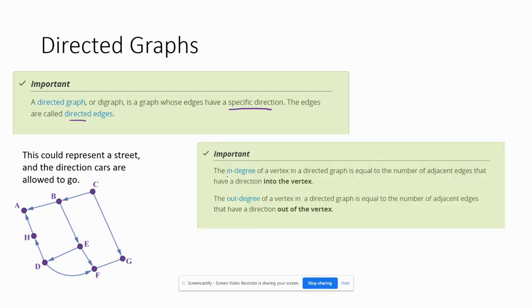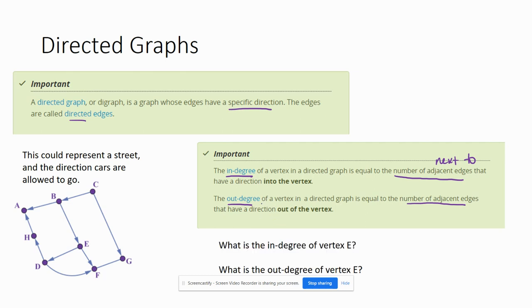And then we've got these in degree and out degree. So the in degree of a vertex is the number of adjacent edges that have a direction into the vertex. Adjacent just means next to, kind of like with trigonometry. The out degree is the number of adjacent edges that have a direction out of the vertex. So we could do a couple examples.